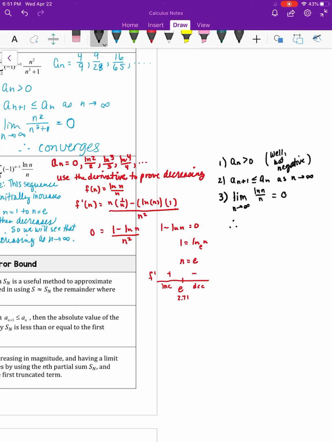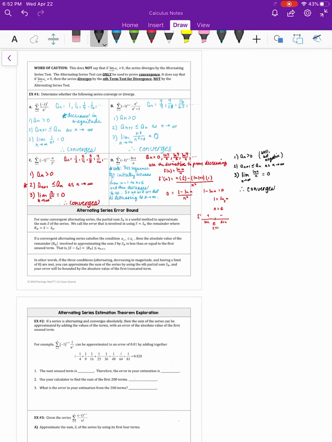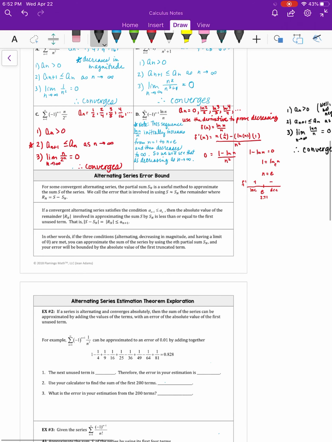And then number 3, the limit as n goes to infinity of ln n over n. If you put this in your calculator as a sequence, you'll see that it is approaching 0. So that limit does go to 0. So therefore, this alternating sequence actually converges.